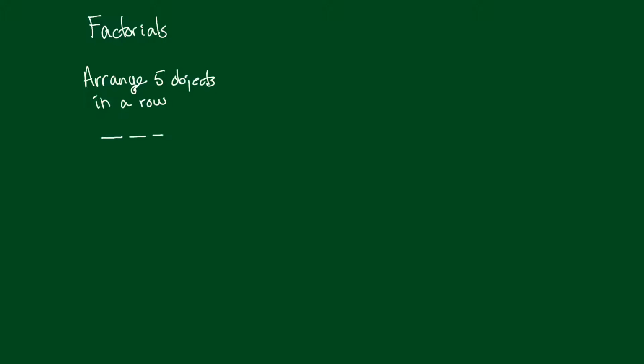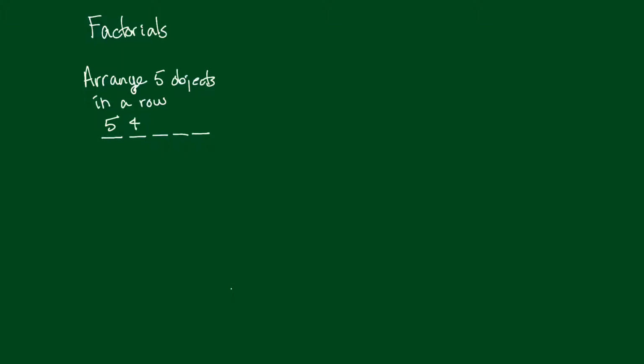1, 2, 3, 4, 5. So I've got the leftmost object and the next one, and then finally the rightmost object. So how many ways can I do this? How many choices do you have for that leftmost position? Yeah, you could put any of those 5 objects there. And then what about in the position next to it? Well, there's only 4 left, right? You already used 1, so there's 4 objects left.